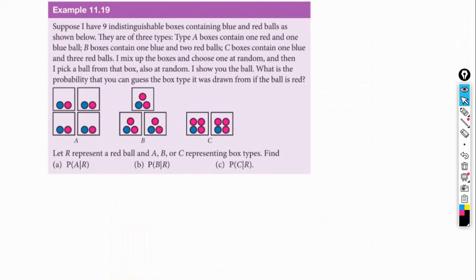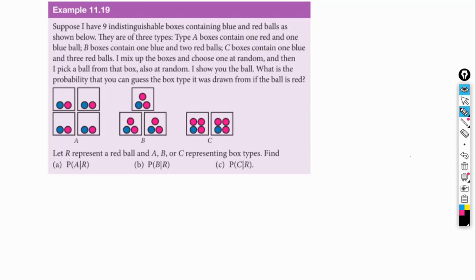Okay, so now let's take a look at example 11.19. It says, suppose I have 9 indistinguishable boxes containing blue and red balls as shown below. They are of 3 types. Type A boxes contain 1 red and 1 blue ball. Type B boxes contain 1 blue and 2 red balls. Type C boxes contain 1 blue and 3 red balls. I mix up the boxes and choose one at random, and then I pick a ball from that box also at random. I show you the ball. What is the probability that you can guess the box type it was drawn from if the ball is red?